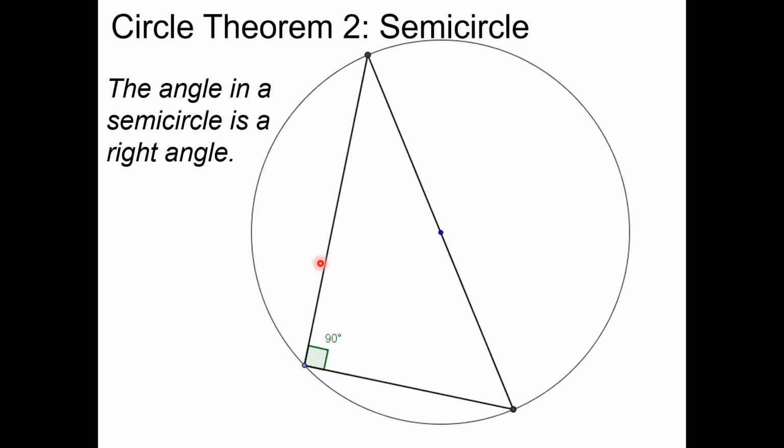Now, we're also going to talk about the theorem of a semicircle. The angle in a semicircle is a right angle. So if you have a circle and we have a diameter that divides the circle into two equal parts. Now, if this diameter subtends an angle at the circumference of the circle, then that angle formed is 90 degrees. That is what this theorem states.